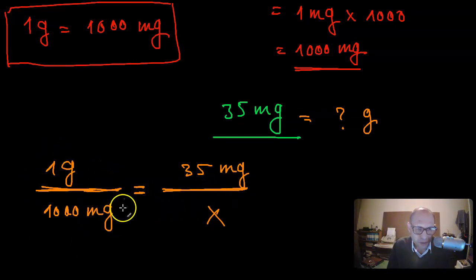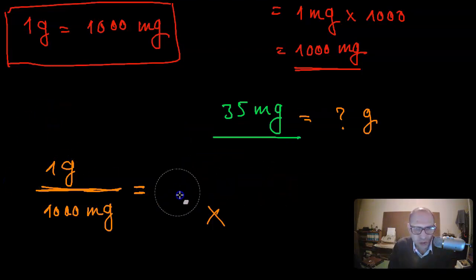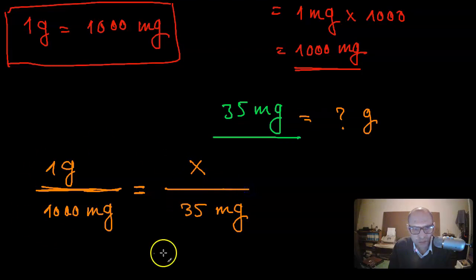Because on the left-hand side, I have written the milligram in the denominator. On the right-hand side, the milligram also has to go to the denominator. So this has to be written as how many grams to 35 milligrams. The meaning of this proportion in simple English would be 1 gram to 1,000 milligrams is the same thing as x grams to 35 milligrams.